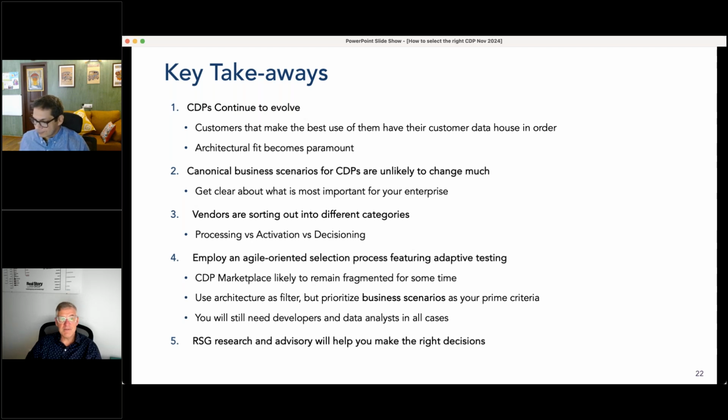You're going to have a lot of choices in this market. Definitely use architecture as a filter, but then prioritize your own handwritten business scenarios with real live people in them to test this. The focus should be on business outcomes. Of course, you'll still need developers and data analysts as part of this, so you want to have a multi-dimensional team that incorporates all those different stakeholders.